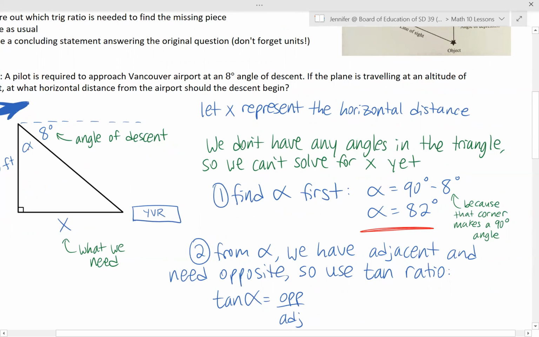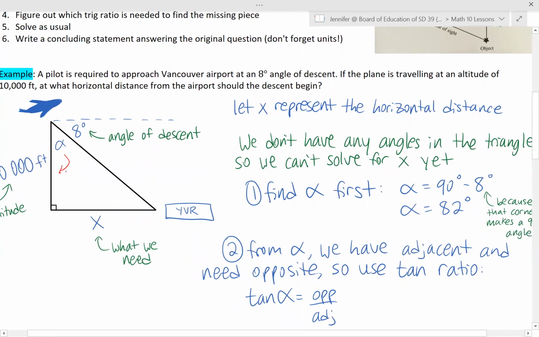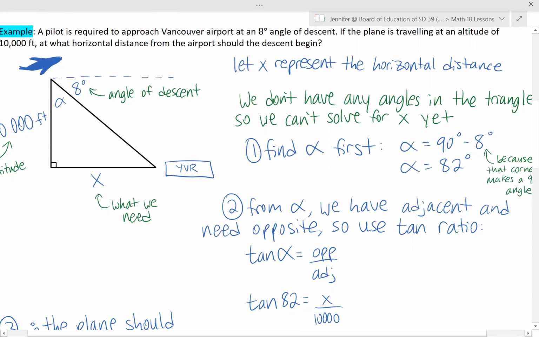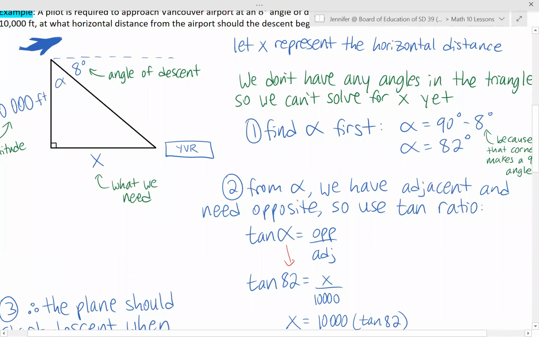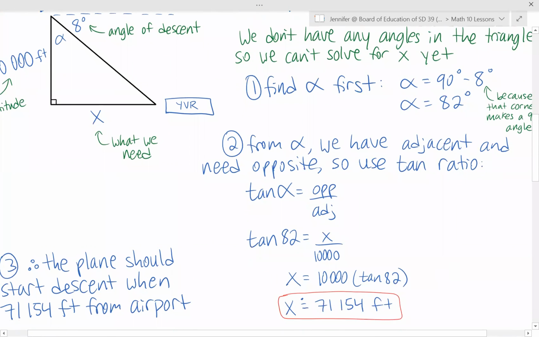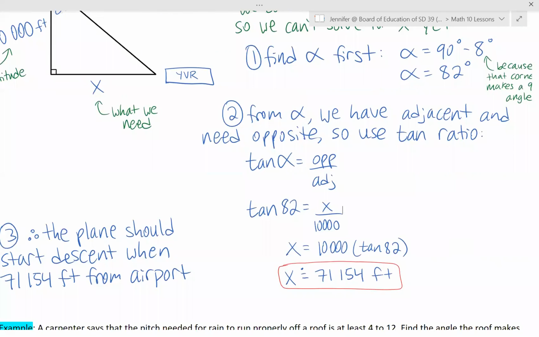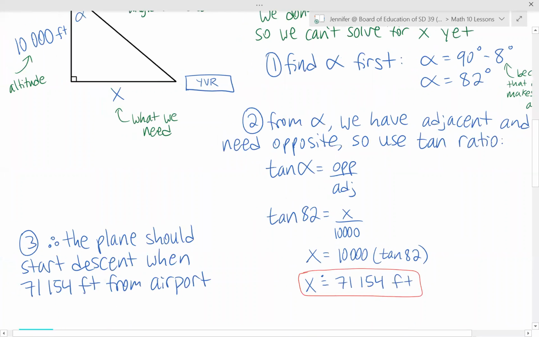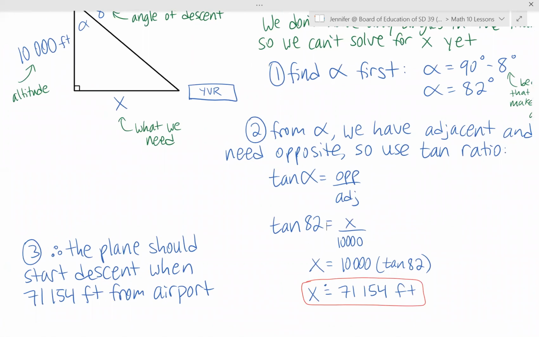Now that we know that alpha represents 82 degrees, looking from that angle, we have the adjacent side length and we need the opposite side length. So that means we have to use the tan ratio. So tan of alpha is the opposite side over the adjacent side. I replaced alpha with 82 degrees because I just found that, and I replaced my side lengths as well. And then to solve for x, I just multiply both sides by 10,000. And then on my calculator, I round to 0 decimal places and I get about this many feet, 71,154. Again, always finish your word problems with a final sentence that answers your original question.